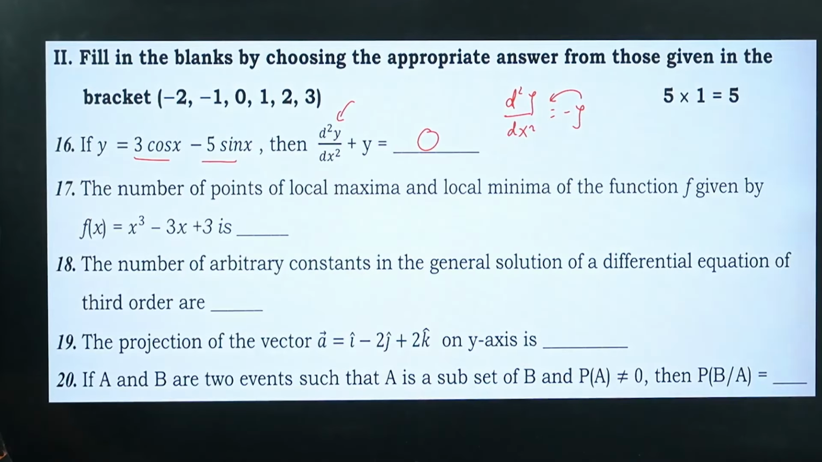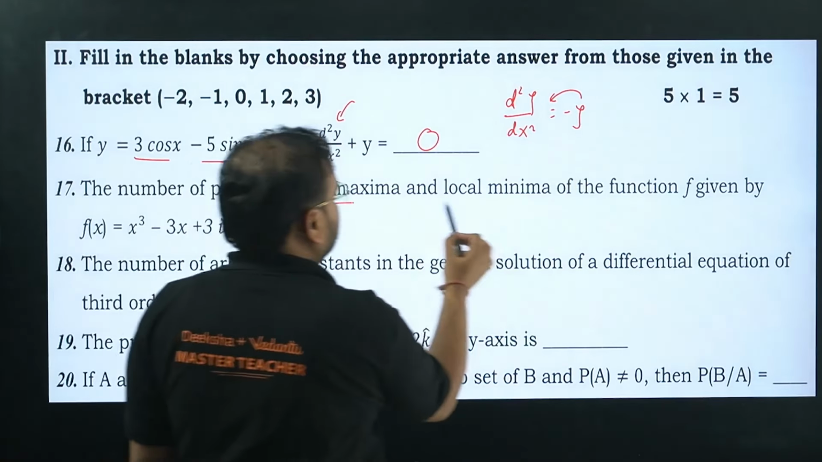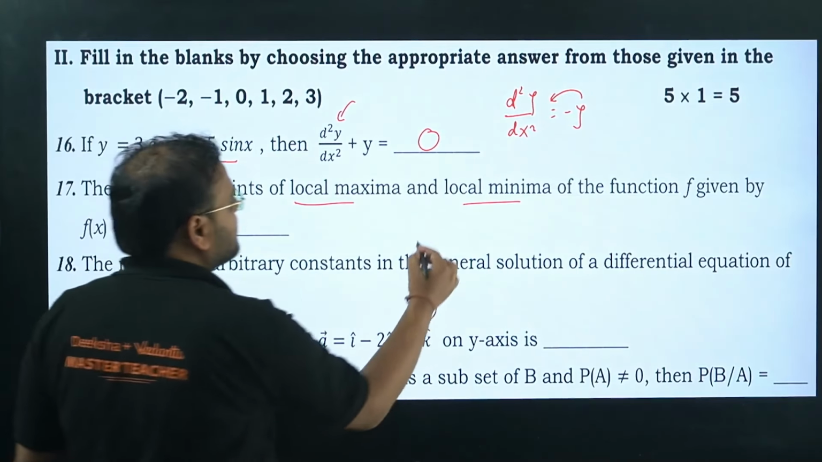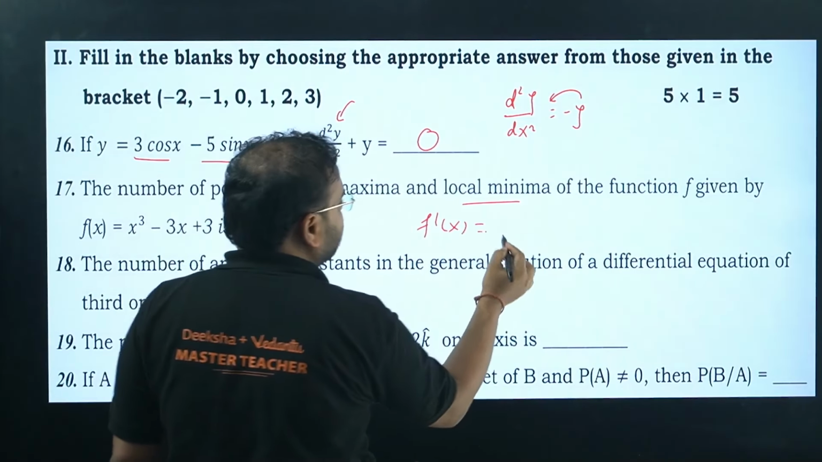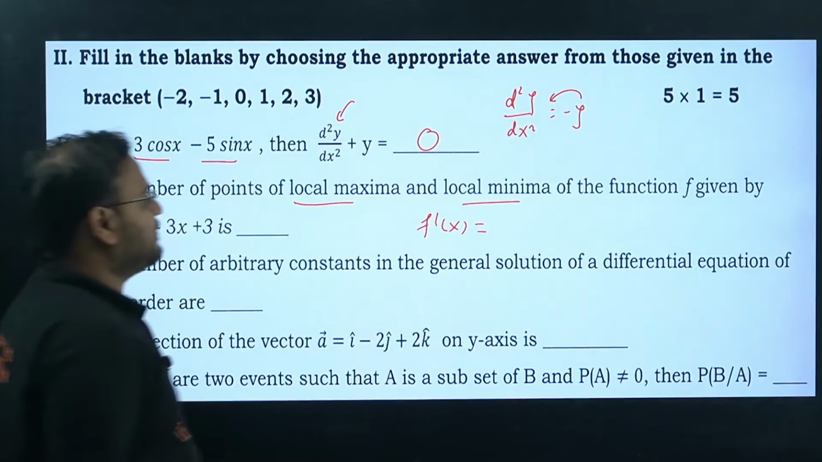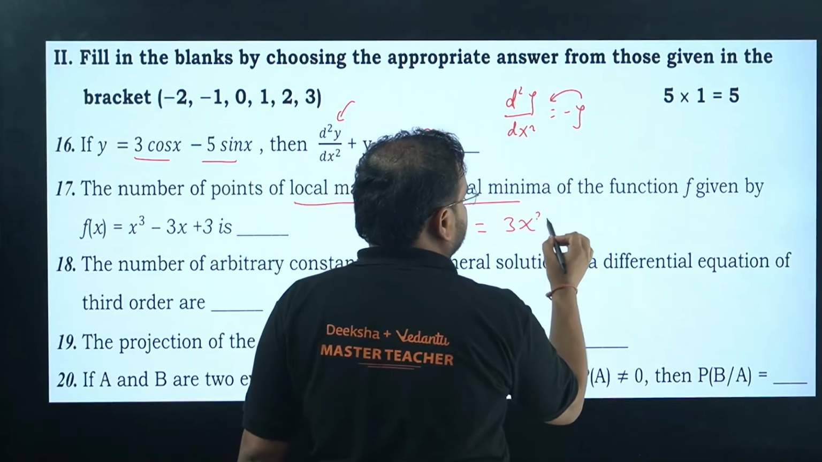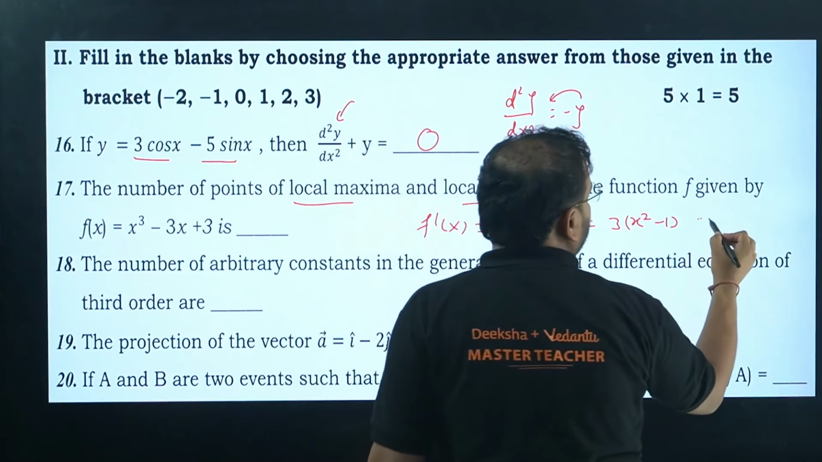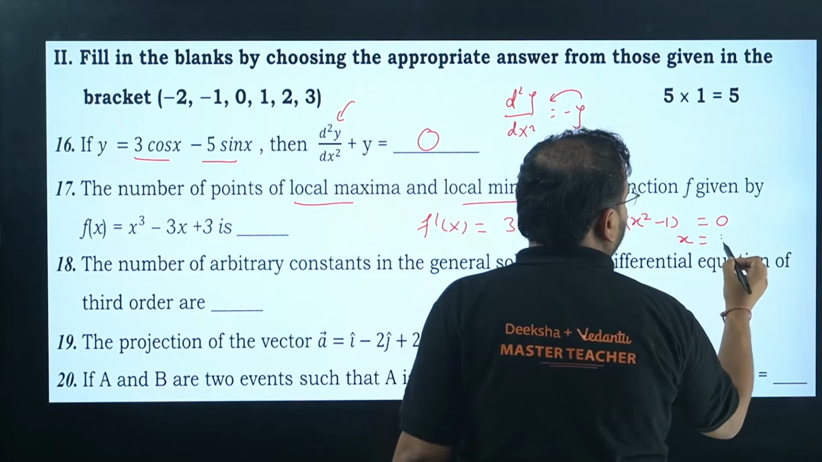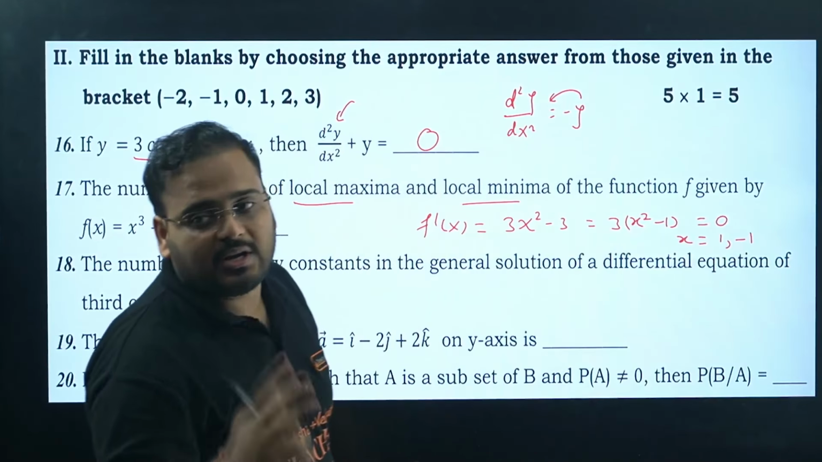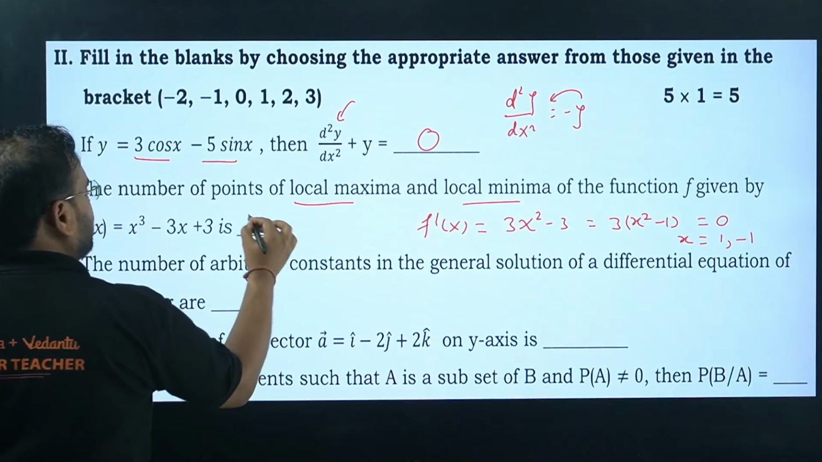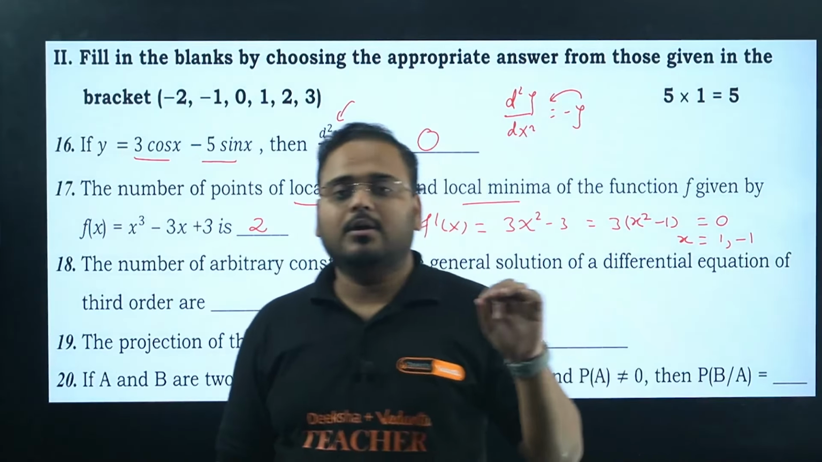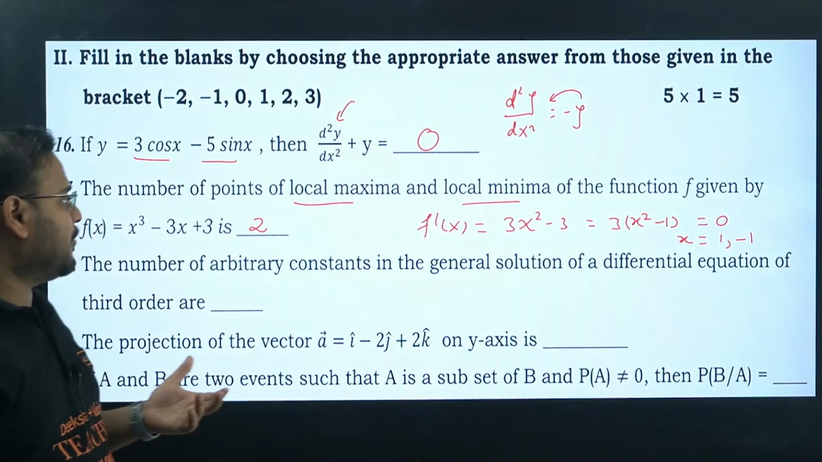Next, number of points of local maxima, local minima. They're asking us basically the number of critical points or extremas. Differentiate this. Derivative will give me 3x square minus 3. Okay, and from here if you put equal to 0, you get what? X value as both 1 and minus 1. So we have two critical points. Okay, so answer will be what? 2. We have 2 points which can be local maxima or local minima. Don't worry about finding the value of it. Okay, don't worry about that.